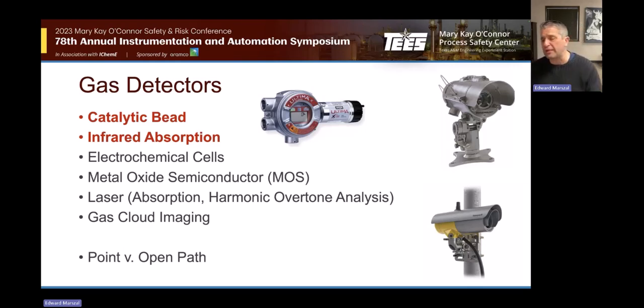Coming in at number two in terms of popularity is going to be the infrared absorption, where you're basically sending an IR beam out and then bringing it back in, receiving that IR beam, and looking at what frequencies in the IR spectrum have been absorbed to correlate what is the concentration of gas that I'm seeing based on that infrared radiation absorption. Okay, those are the ones that I'm going to talk about a lot today. Those are the most common ones, especially for flammable gas detection.